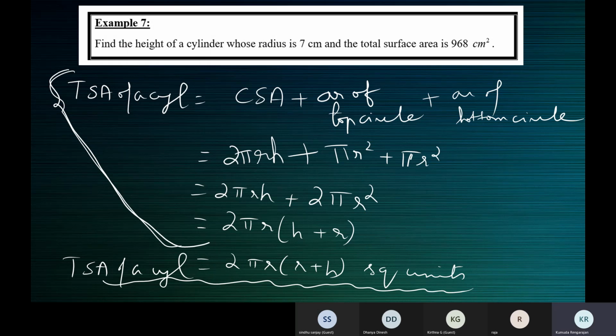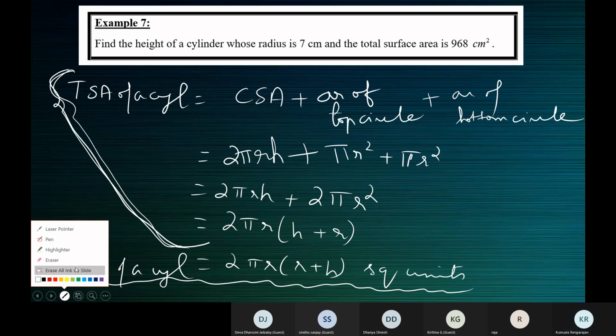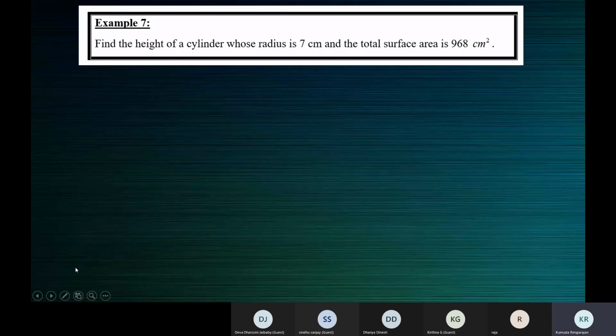All right, finish writing, children. Is it understood? Yes, ma'am. Now, this is the knowledge regarding how the formula is derived. So you have to remember that the TSA of a cylinder is given by the formula 2 pi r into r plus h.